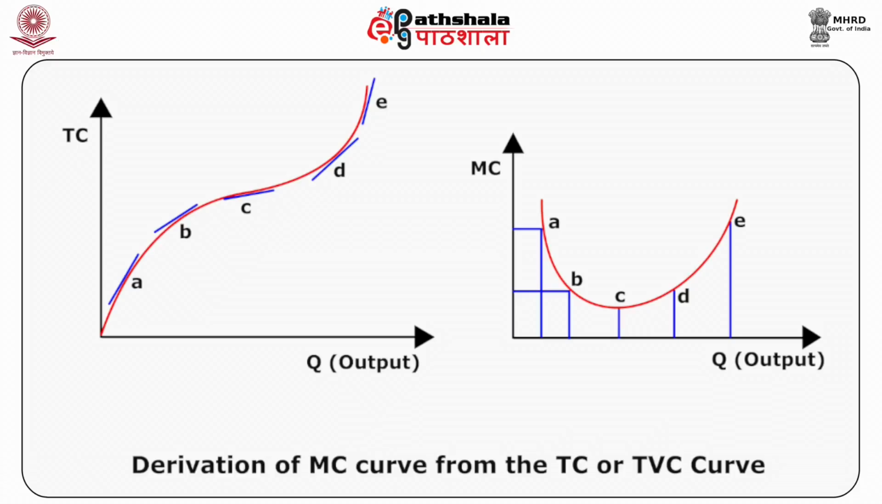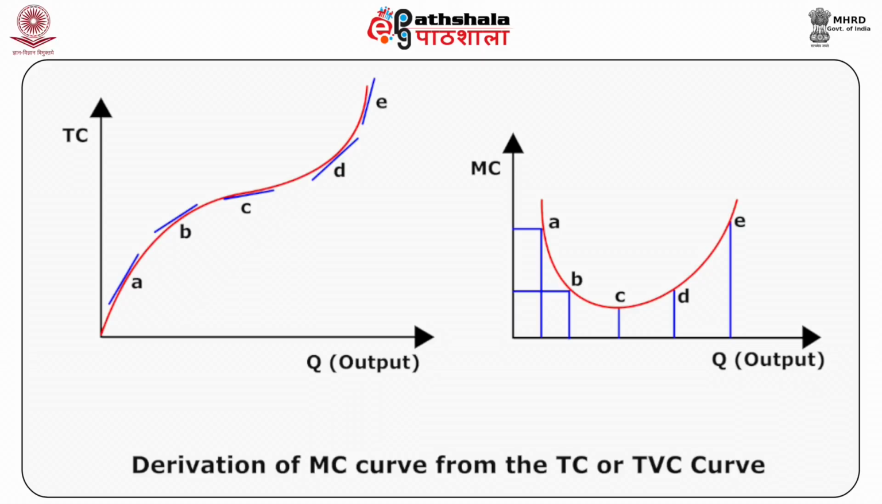At A, you would notice that the marginal cost is extremely high. Then at B, it goes down slightly. At C, it goes down further. But after C, you would notice that the slope of this small blue line, which is tangential at D and E, sharply increases. So what is the pattern? Look at the right hand panel.